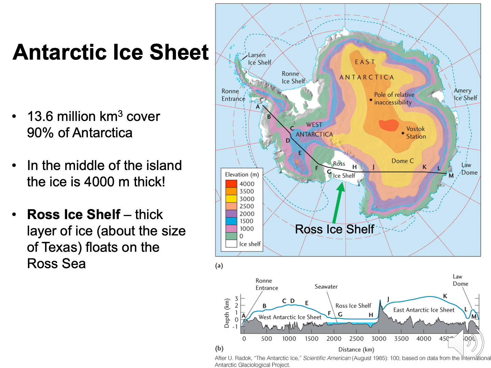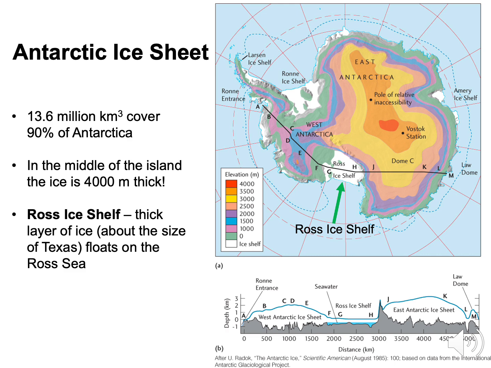The thickest continental glacier is found in East Antarctica. And if we look closely at this map, we'll notice that the elevation in the center of East Antarctica is greater than 4,000 meters. So this tells us that the ice thickness in East Antarctica is up to 4,000 meters, meaning that this is a lot of ice that is very thick located over East Antarctica.